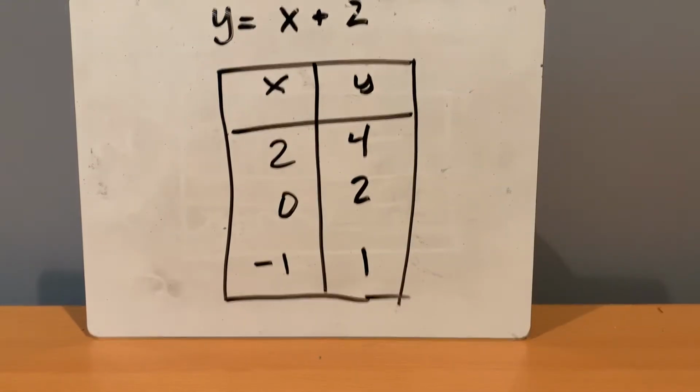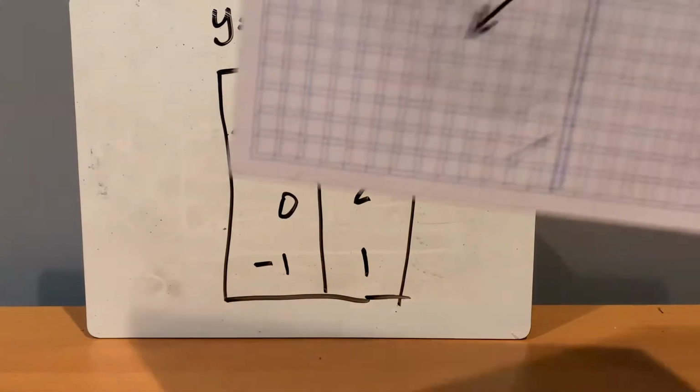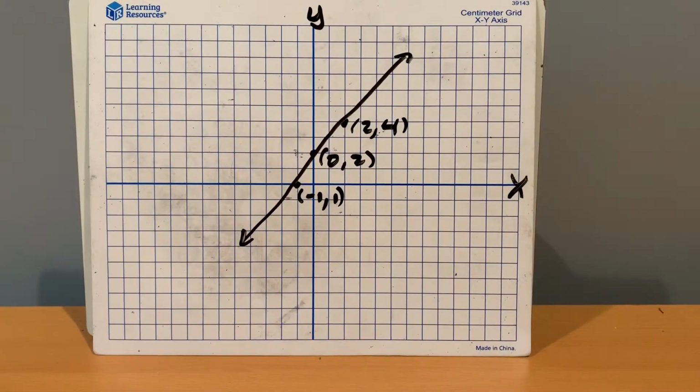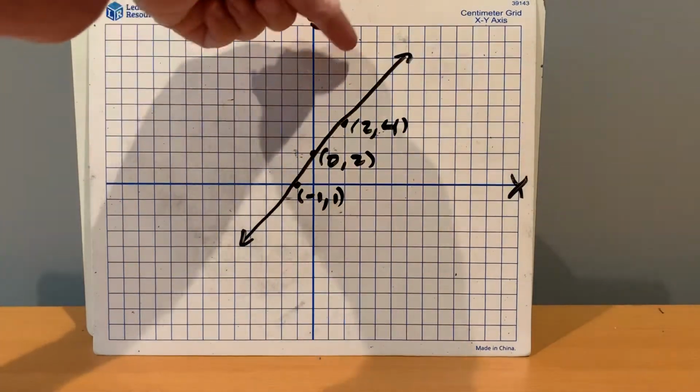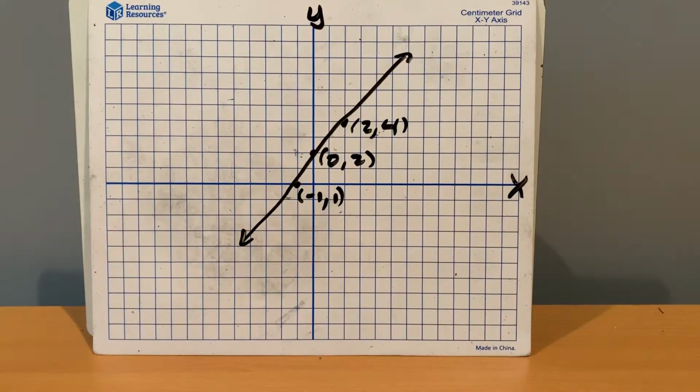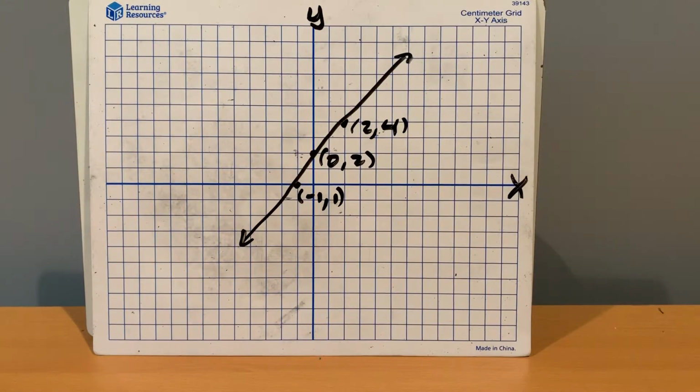Now, the word linear comes from the word line. The function y equals x plus 2 is called a linear function because the graph of all pairs of x and y for this function lie on the same straight line. I've graphed the 3 pairs that we have, and you will see that those 3 pairs all lie on the same line. Any number for x and y that satisfies this equation will be on this line.